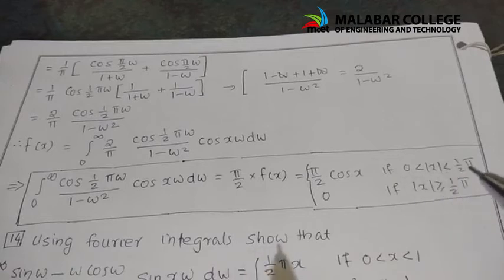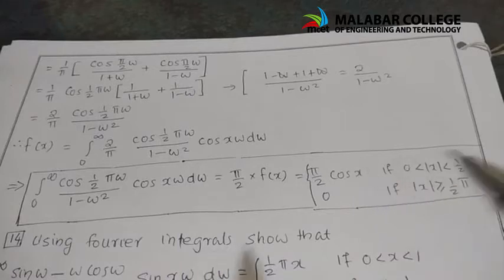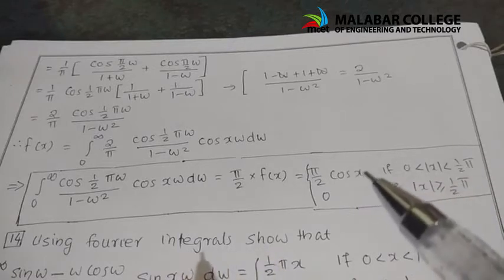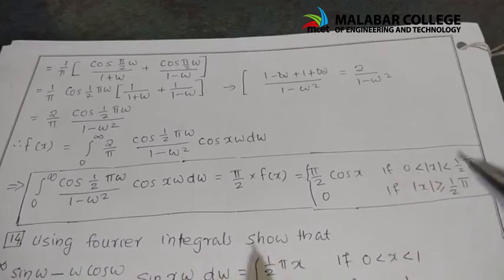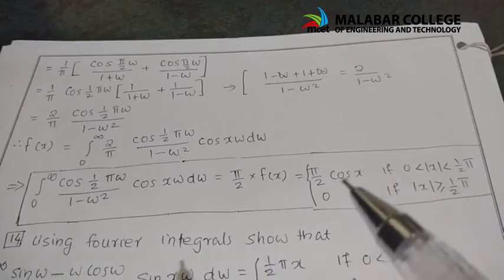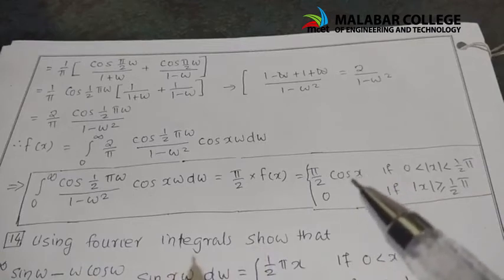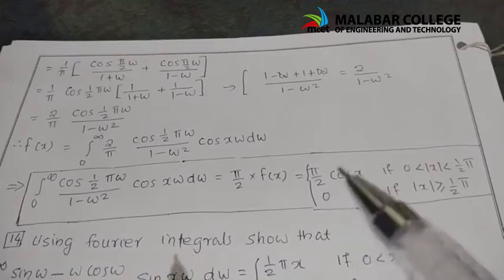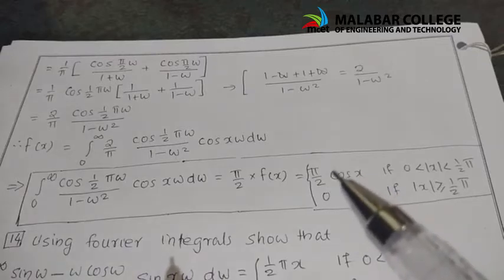in between 0 and half pi. And if you substitute half pi here, we have discontinuity or continuity points. We will see that it is cos half pi, which is cos 90. Cos 90 is 0. So here also 0. There is no point of discontinuity. This is what about the question.